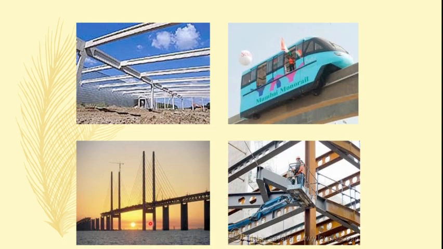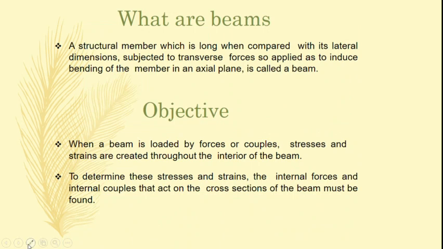Transverse load means, if suppose we draw here one beam, that is, if this one is a beam, then always here load is applied in transverse direction. And this beam is a structural member which is long with respect to the other dimension. It is 2D. If you draw the three dimensional, then it is like that.